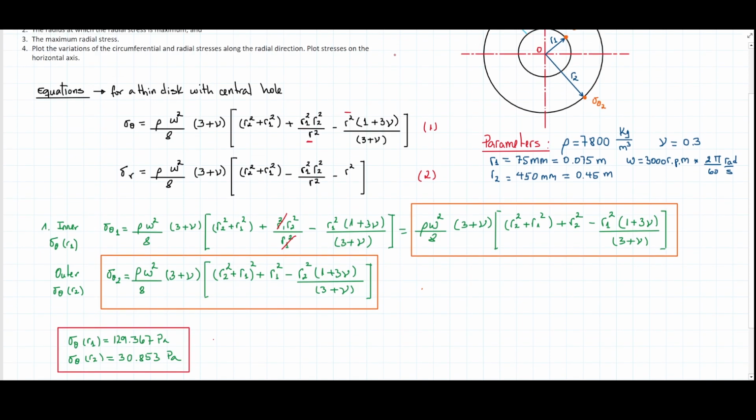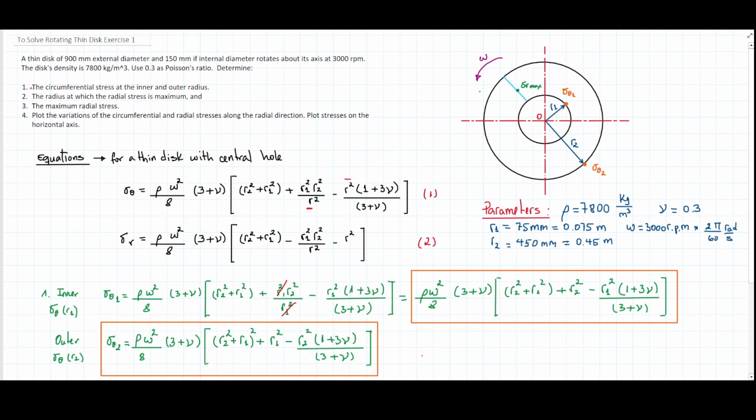Awesome. So we had the formula here, formula 1, and what we did was to substitute the value of r to the corresponding inner radius and to the corresponding outer radius, and that was it. So it was very easy to find the answer to the first question here. Now, let's find the radius at which the radial stress is maximum.